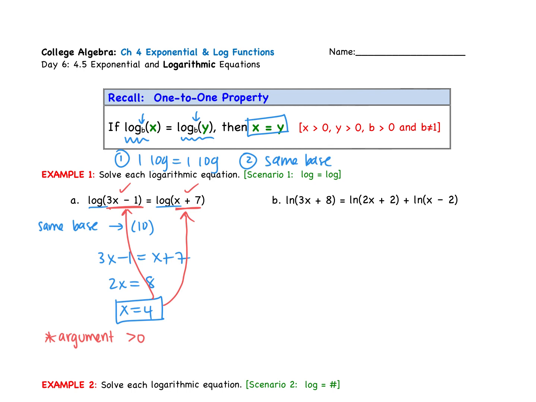So that was A. B, we're going to notice we have one log on the left, we have 2 logs on the right. All the logs have the same base. What's the base for each log here? E. Does that mean I can cancel out all the logs because they have the same base? No, why not? Because there's 2 logs on the right side. So, is there any way for me to put these 2 together to make it 1 log? Yes, Maria?